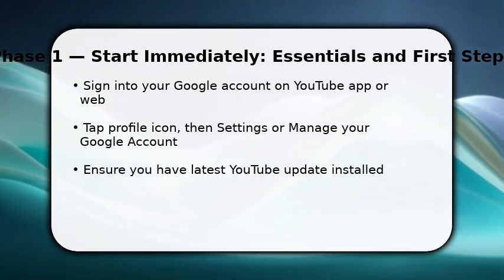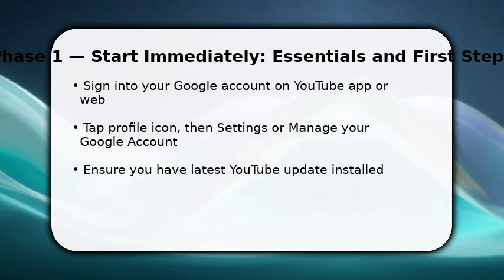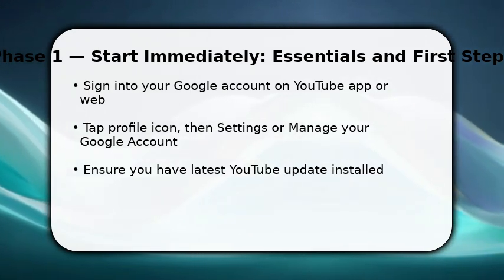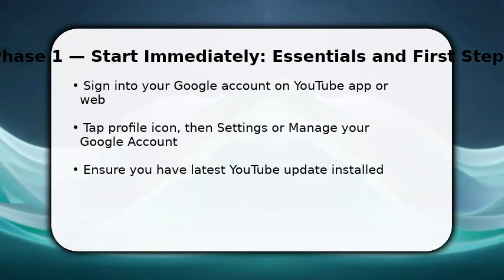Make sure the app is updated. Updates move controls. Now navigate to History and Privacy so you can reach Search History controls quickly. This is the first actionable step to stop future entries.